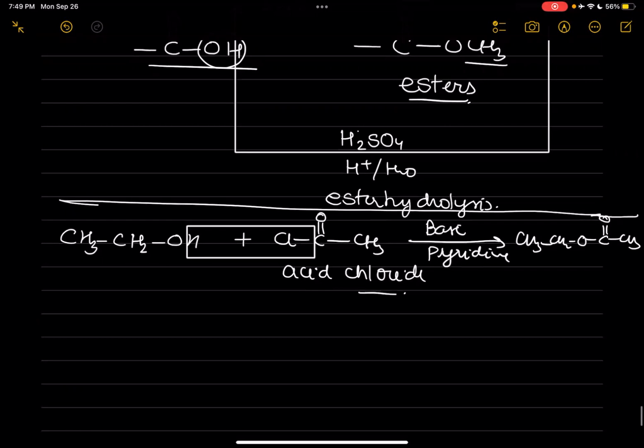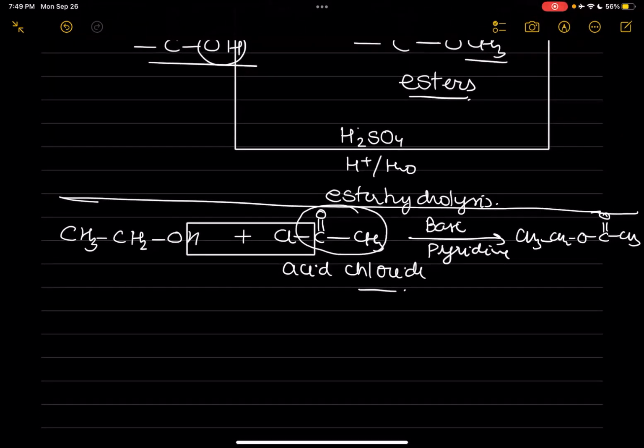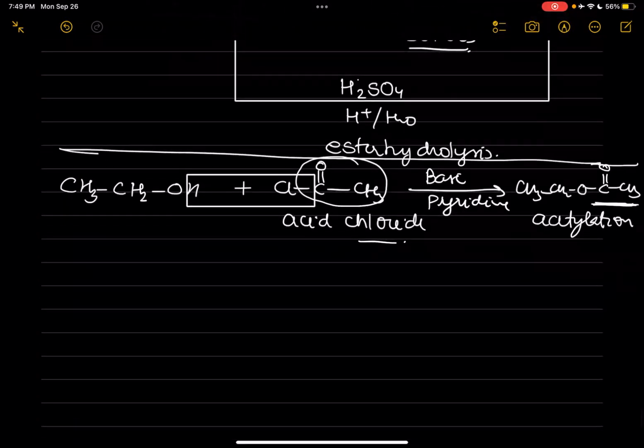Okay, so esterification can be of many types. There are a lot of acids which we can take, but if the acid is acetic acid or its derivative, then this esterification is known as acetylation. This is acetyl group. COCH3 is an acetyl group. Okay, so this is acetylation reaction. Okay, clear? Let me ask you one more example.